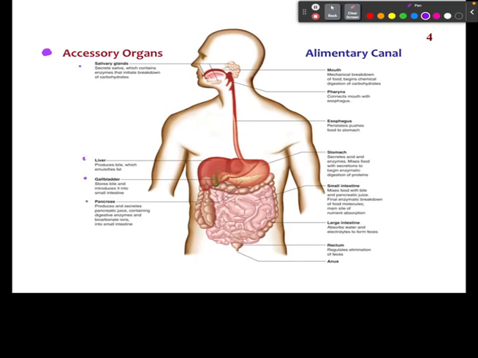So at this time, this is just a brief overview of our digestive processes and the layout of the digestive system. If you have any questions at this time, please let me know.